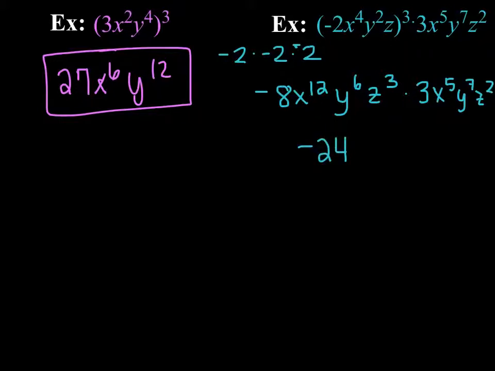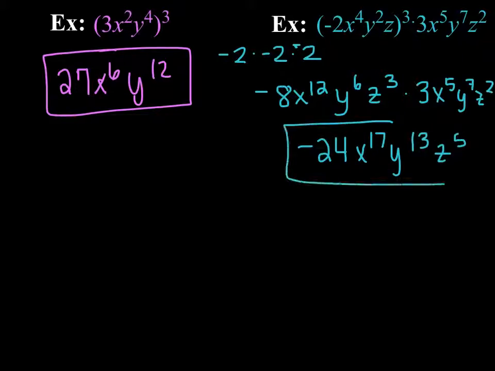X to the 12th times x to the 5th, because they're being multiplied and they have the same base, you're allowed to add the exponents. Also, if you expand this out, you would see 12 x's multiplying, 5 x's multiplying, for a total of 17 x's. Y to the 6th times y to the 7th would be y to the 13th, and then z to the 3rd times z to the 2nd would be z to the 5th.